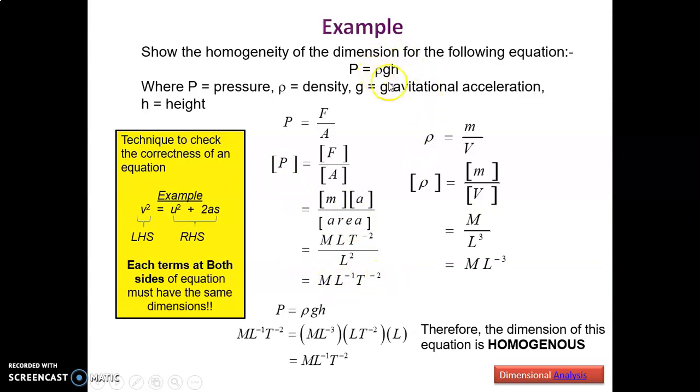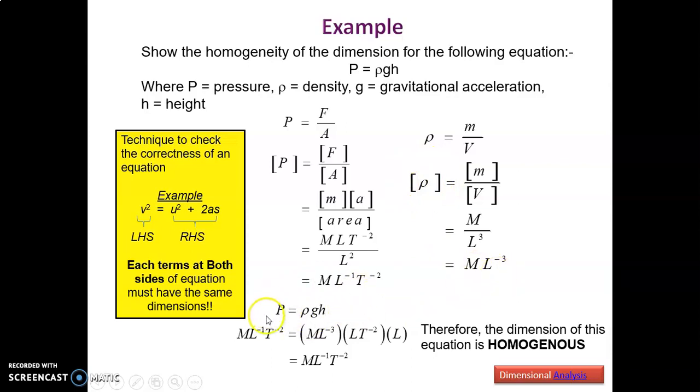Now we go to the right hand side of the equation. Okay, first we have density. The formula for density is mass divided by volume. So dimension for mass is M, dimension for volume is L cube. Therefore, the dimension for density is M per L cube.